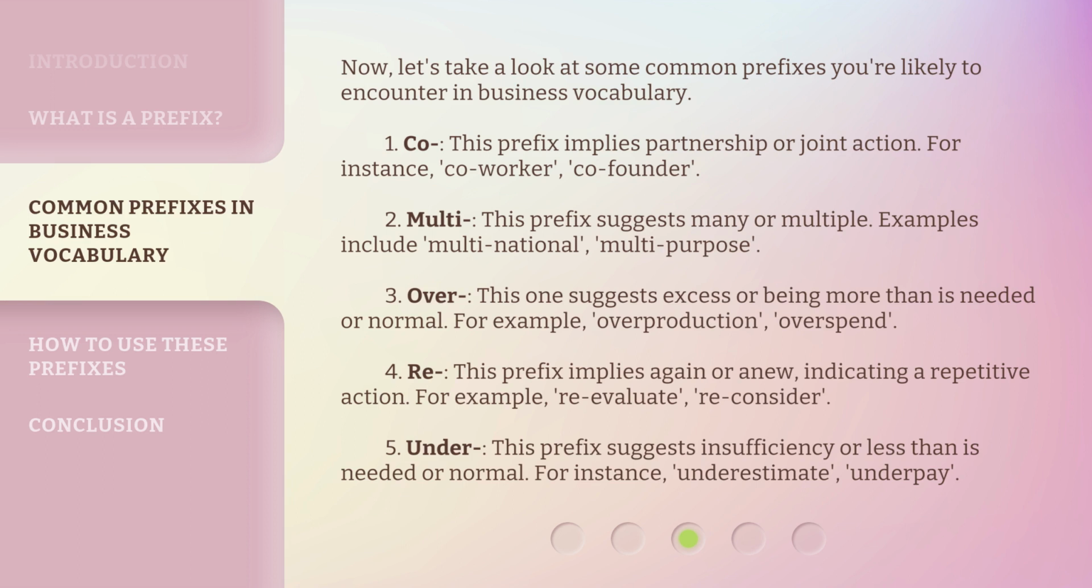3. Over. This one suggests excess or being more than is needed or normal. For example, overproduction, overspend. 4. Re. This prefix implies again or anew, indicating a repetitive action. For example, re-evaluate, reconsider. 5. Under. This prefix suggests insufficiency or less than is needed or normal. For instance, underestimate, underpay.